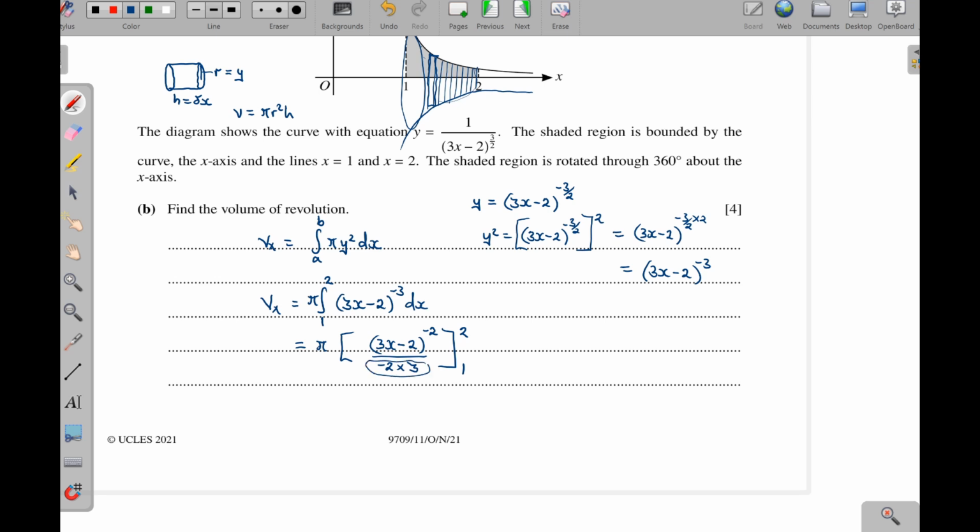This is actually negative 6. Because it is a constant, I can also pull it out, okay? That means I can have something like this, maybe negative pi over 6, and then we have 1 over 3x minus 2 squared, because remember this one is minus 2. Okay, then this is 2, 1. Now what do we get when we substitute these ones here? We put in the limits.